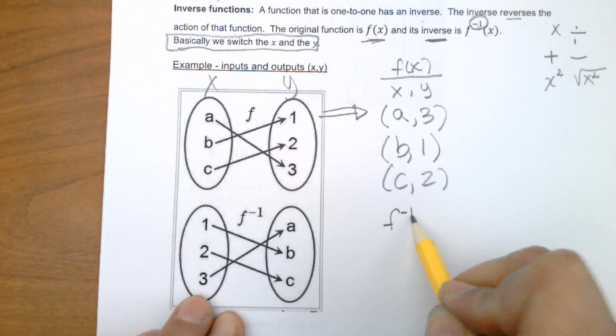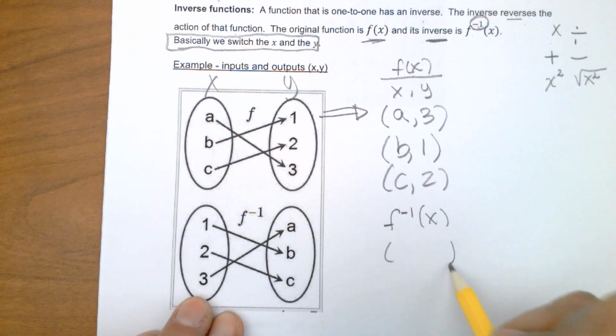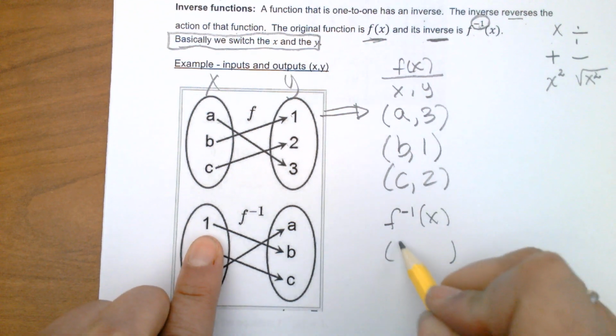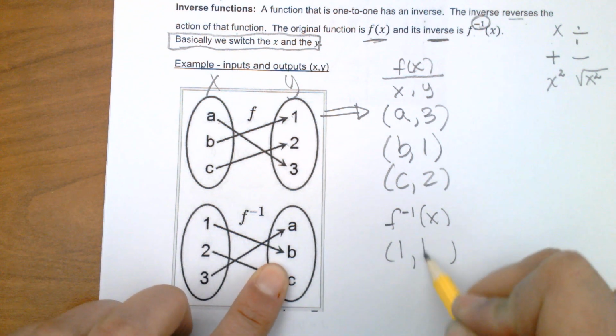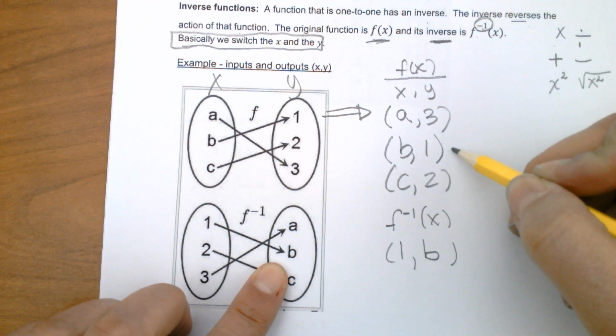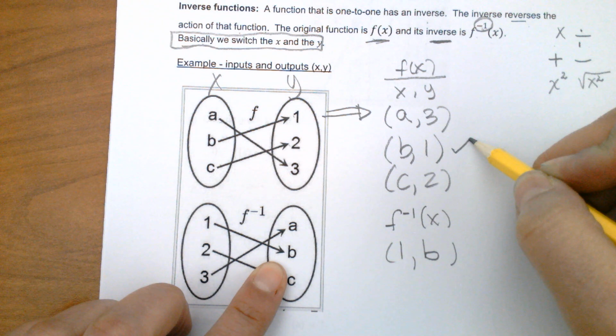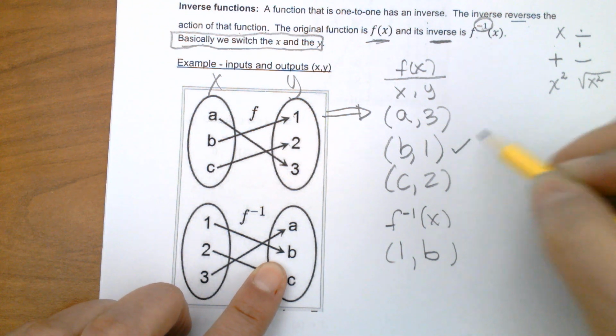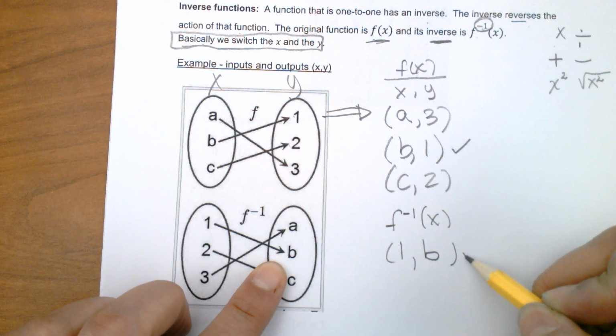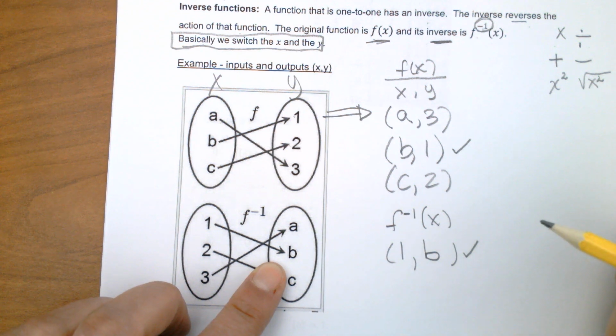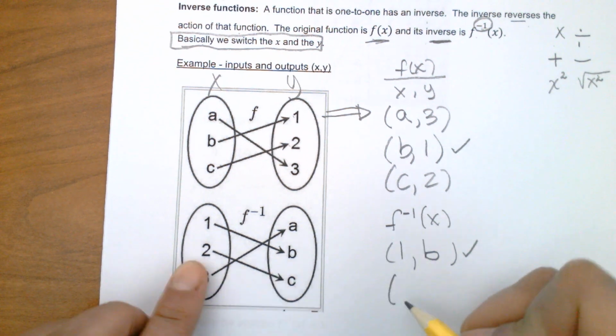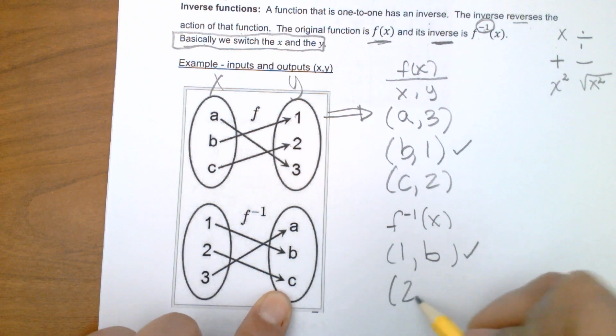So f inverse, f of -1 of x. What happens? All right, well, let's write the 1 down. Who does that map to? B. Oh, look. Originally, it was B1. What happens? Now they got flipped. They really just exchanged places. So we have 2, C.